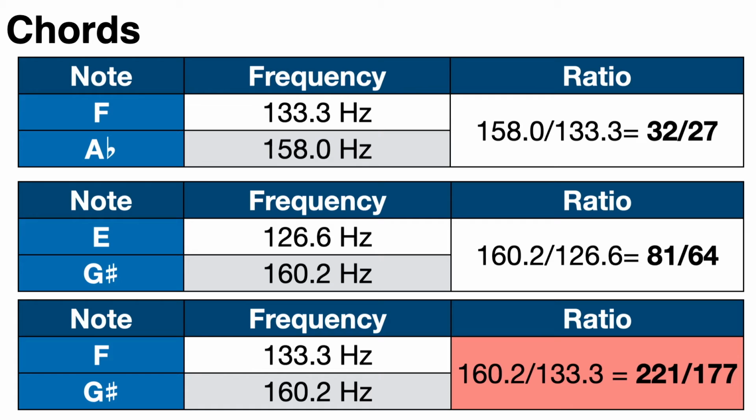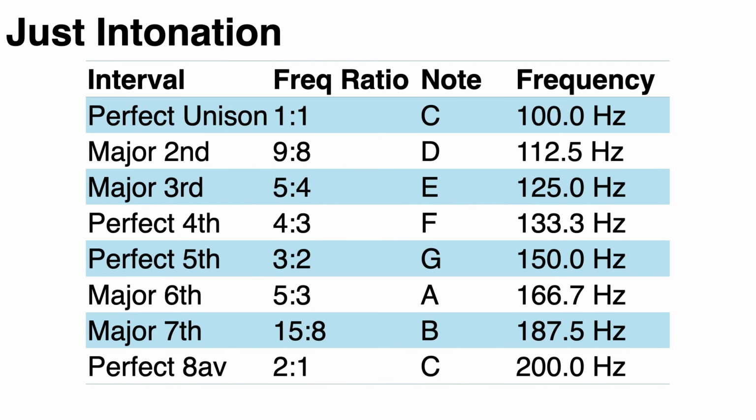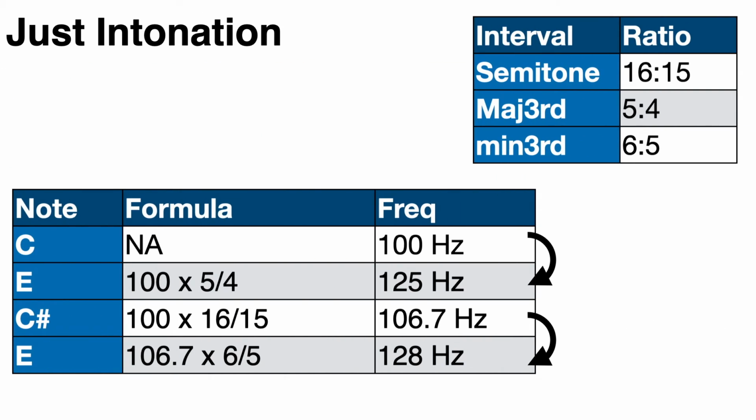Using a G sharp instead would make this chord sound quite out of tune. So before equal temperament, all tuning systems had this problem. As another example, here is the C major scale using just intonation. Now, a just semitone has a ratio of 16 to 15, a just major third has a ratio of 5 to 4, and a just minor third has a ratio of 6 to 5.